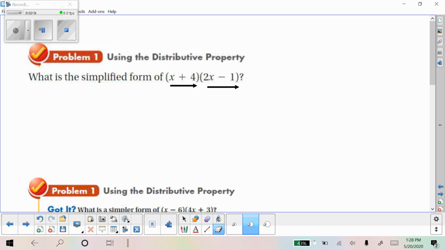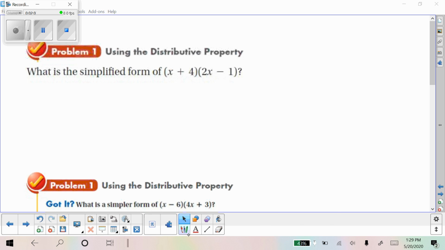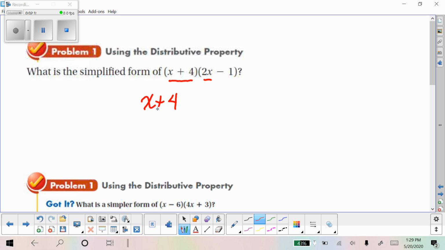So using the distributive property, we're going to take this x plus 4, and first we're going to multiply it by this 2x. So that'll look like this: x plus 4 times 2x. Doesn't really matter which side I put that on because multiplication is commutative. And then I'm going to do the x plus 4 times the second part, which is this -1.